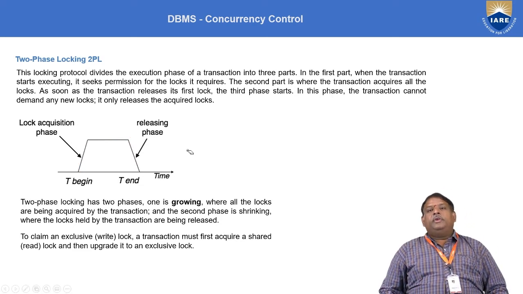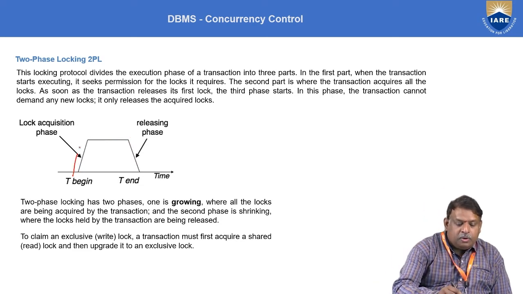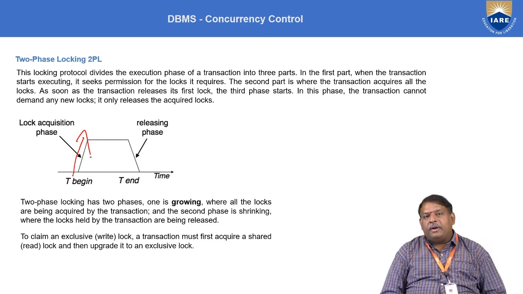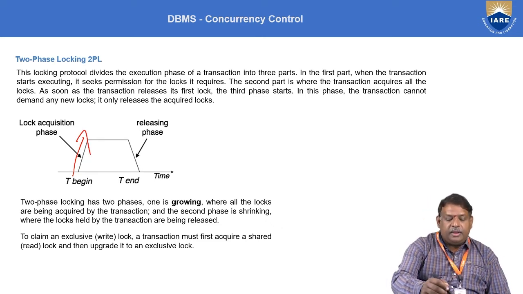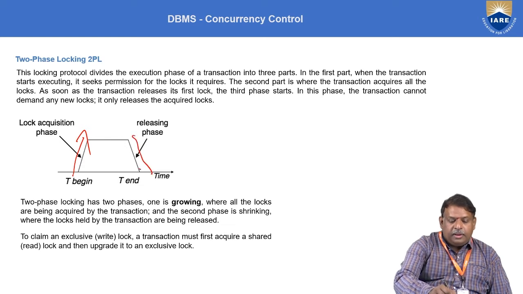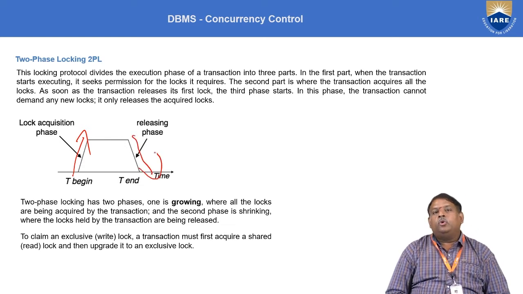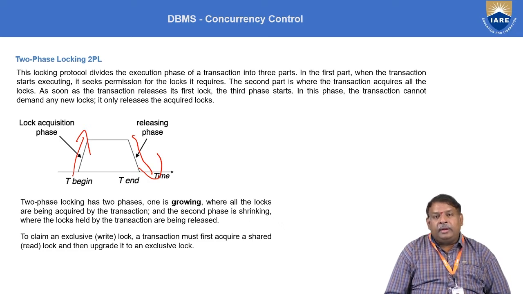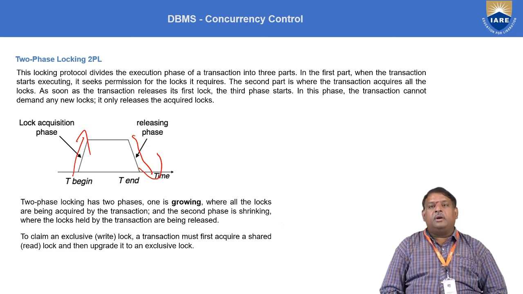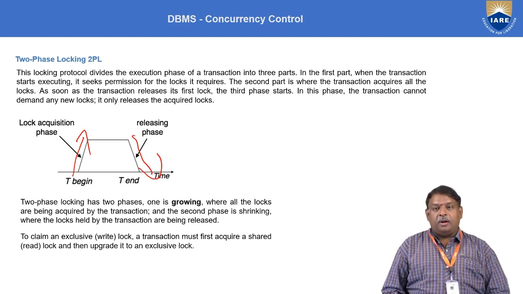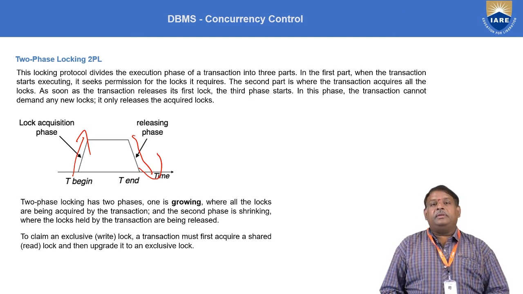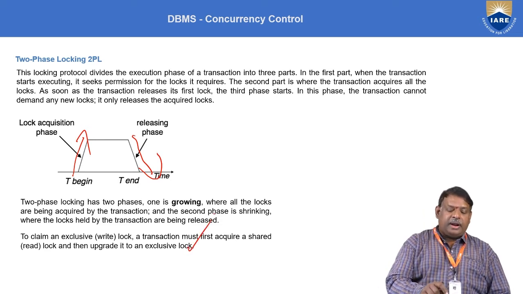A two-phase lock has two phases. One is growing, where all the locks are being acquired by the transaction, and the second phase is shrinking, where all the locks are being released. To claim an exclusive write lock, the transaction must first acquire the shared read lock and then upgrade to the exclusive lock. So directly in this phase, it cannot have the exclusive lock. First, it has to take the read lock, and then later upgrade it to the exclusive lock for writing the data.